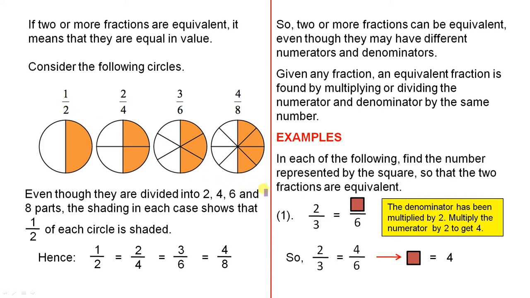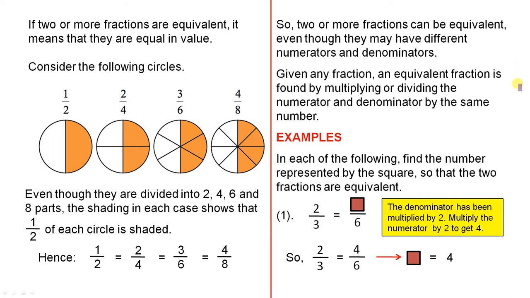Even though they are divided into 2, 4, 6 and 8 parts, the shading in each case shows that half of each circle is shaded. Hence, a half equals 2 over 4 equals 3 over 6 equals 4 over 8. So, two or more fractions can be equivalent even though they may have different numerators and denominators.